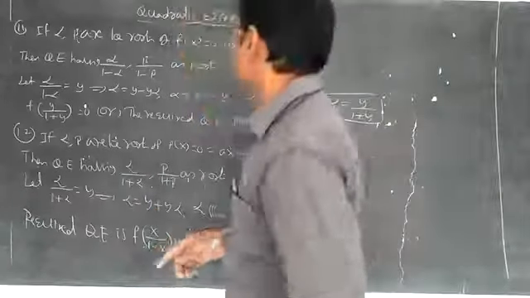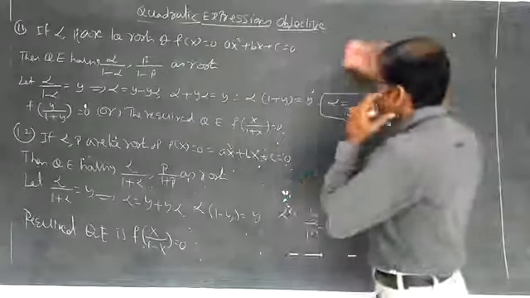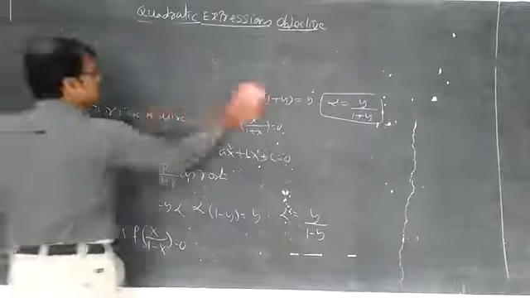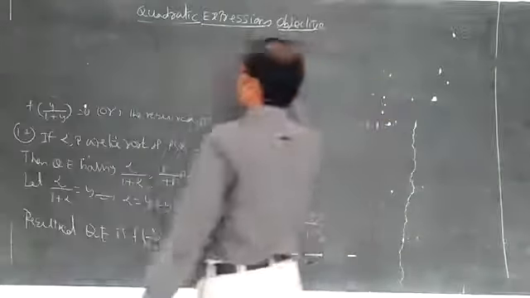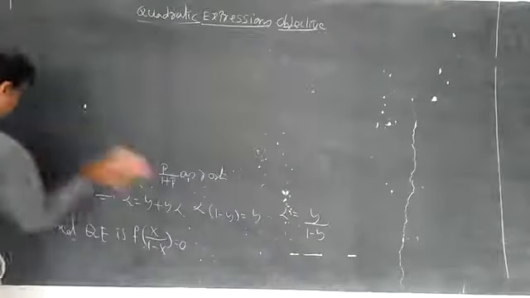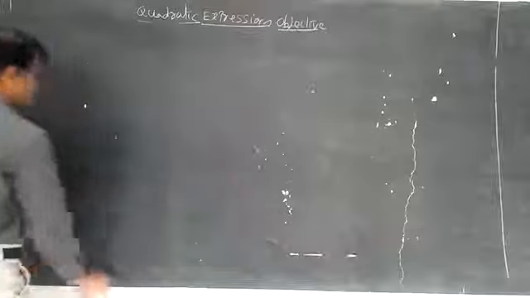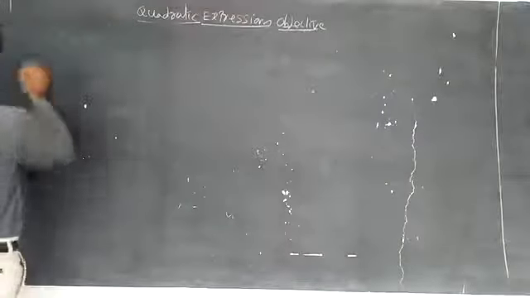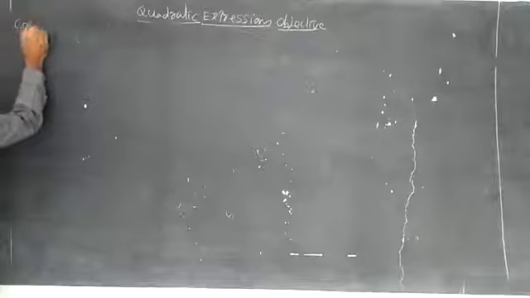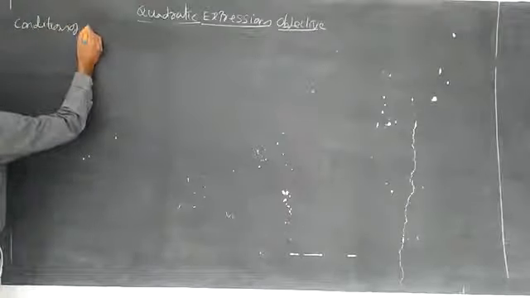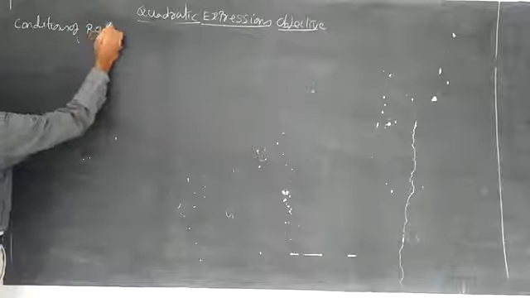Now let us discuss the second model of transformed equations. Let us write the next formula. One root is square of the other, one root is cube of the other, like that. The conditions of roots.